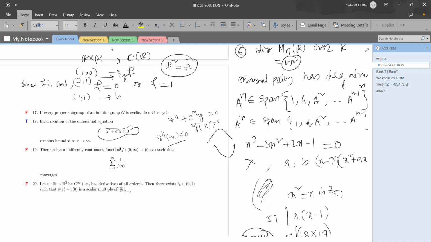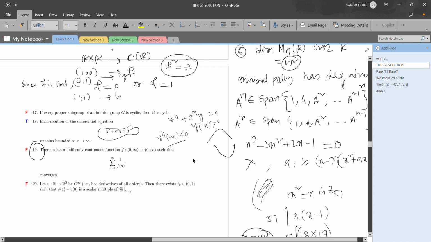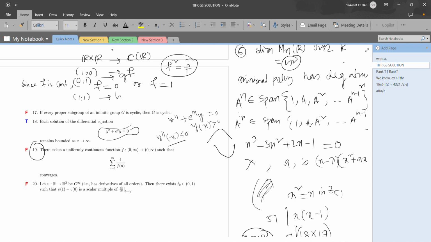Now question number 20. Question number 20 says that for v from R to R2, a C infinity function, there exists a t naught belonging to (0, 1) such that v(1) minus v(0) is a scalar multiple of this. How many questions do I leave? Question number 19. I will make a separate video particularly for these problems, which will be uploaded within 2 days, no problem. So let me do question 20, because this is already a very lengthy video.